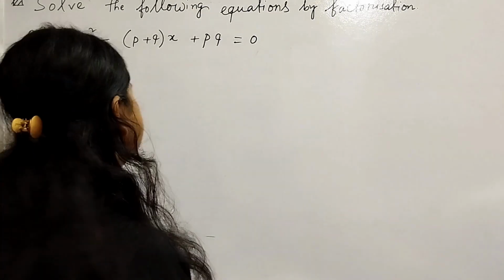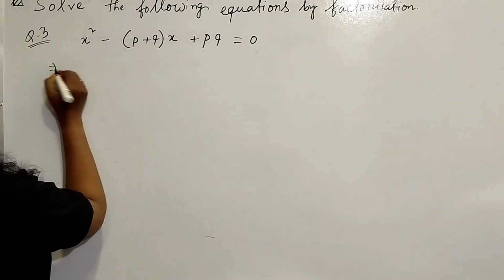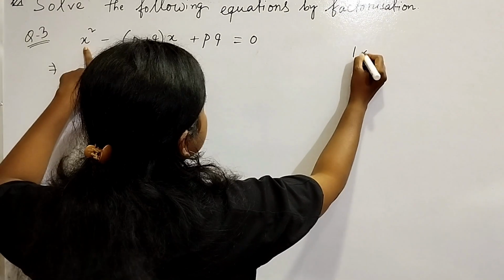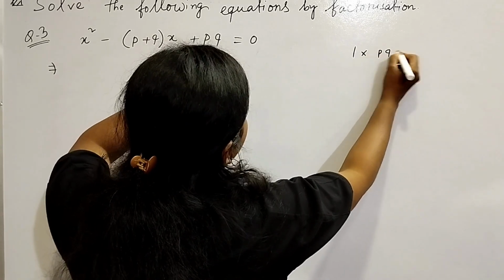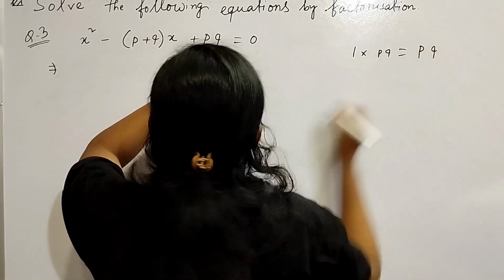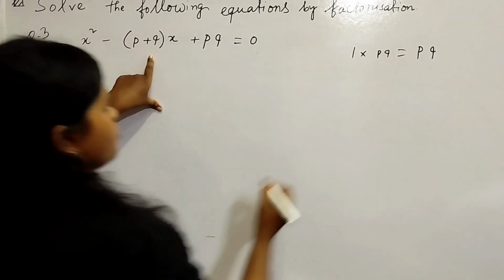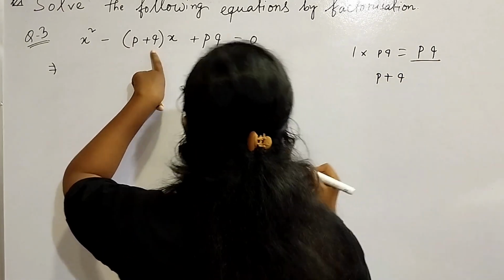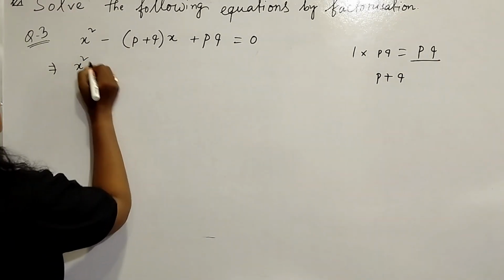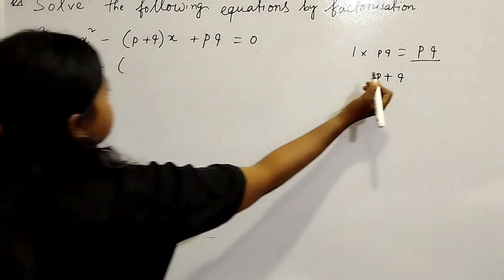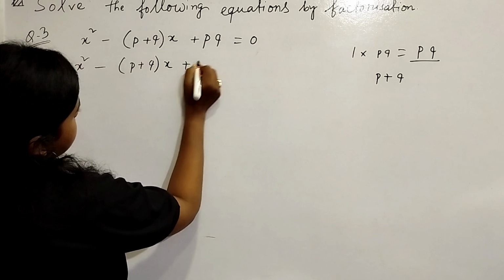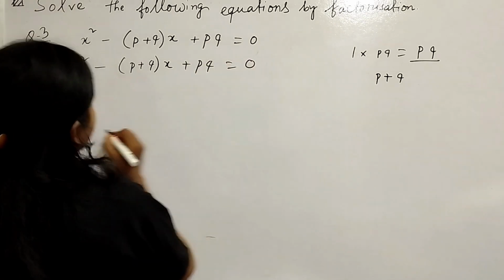Now question number 3. So here the coefficient of x square is 1 and the constant term is pq, and the product will be what? pq, and if we adjust p plus q. So if I add this p and q, we get this one. So write down this one, x square minus (p plus q) into x plus pq equals to 0.